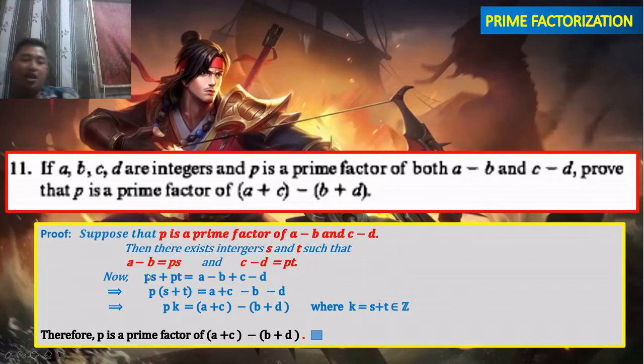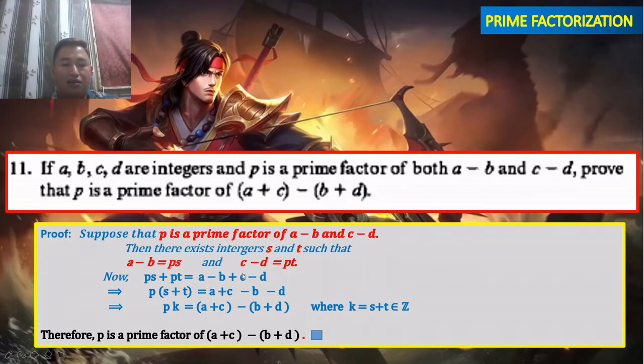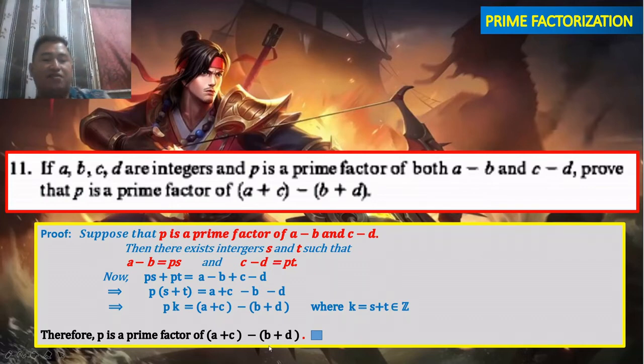Atong i-show, atong i-solve. So, i-factor na si P karon, S plus T is equal to A plus C, minus B minus D, which is equal to negative B plus D. So kaning diri class P times K, where K is equal to S plus T, again, element sa Z. Okay, class, nakita nato nga this one is equal to P times K. So meaning, factor niya si P. So therefore, P is a prime factor of A plus C minus B plus D.